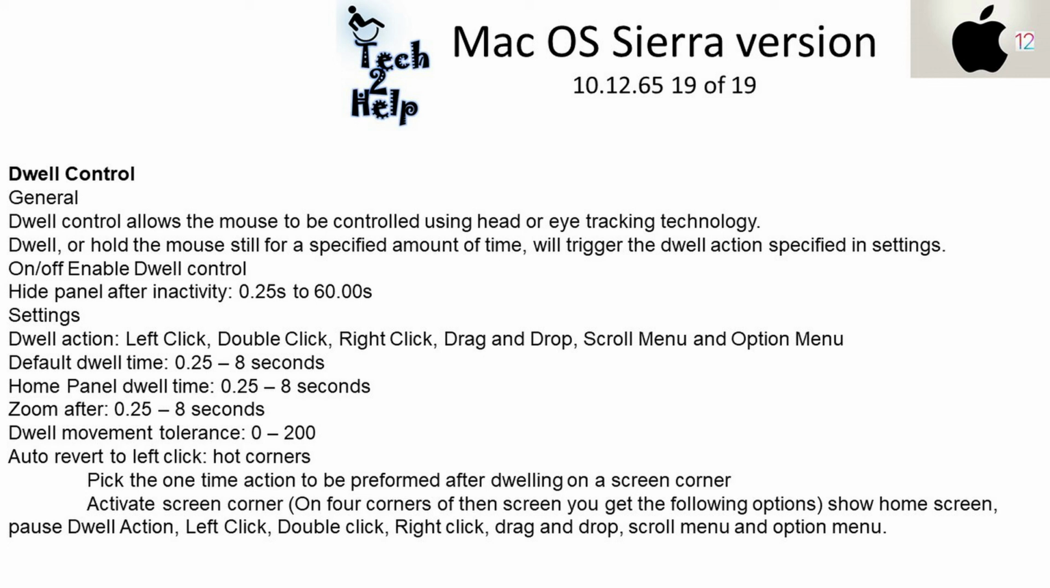Pick the one-time action to be performed after dwelling on a screen corner. Activate screen corner. On the 4 corners of the screen you get the following options: show home screen, pause dwell action, left click, double click, right click, drag and drop, scroll menu and option menu.